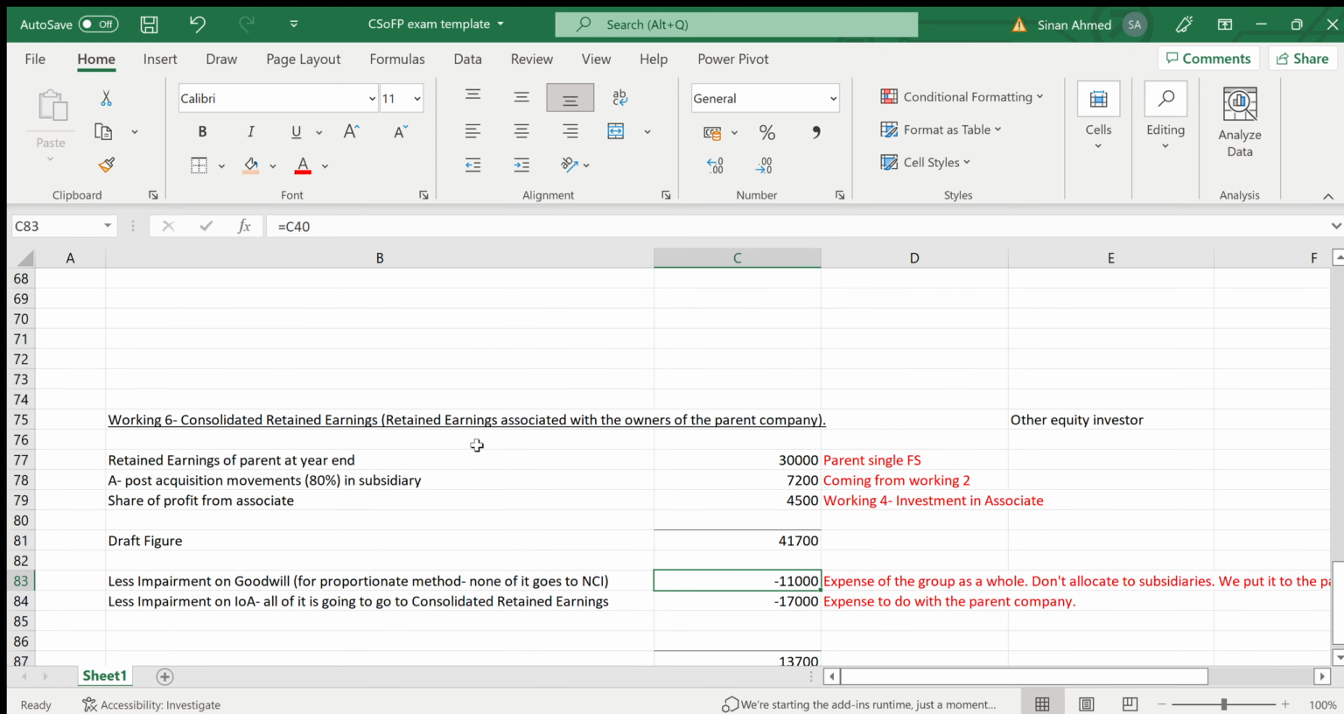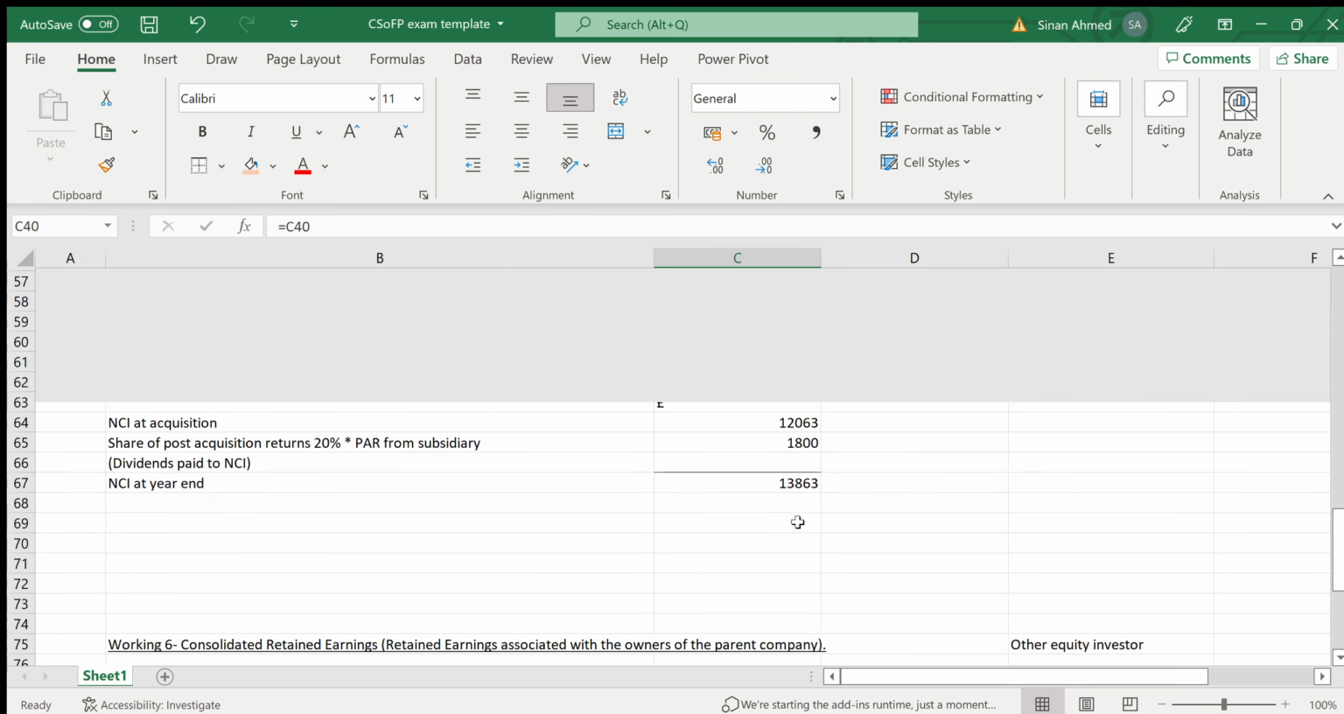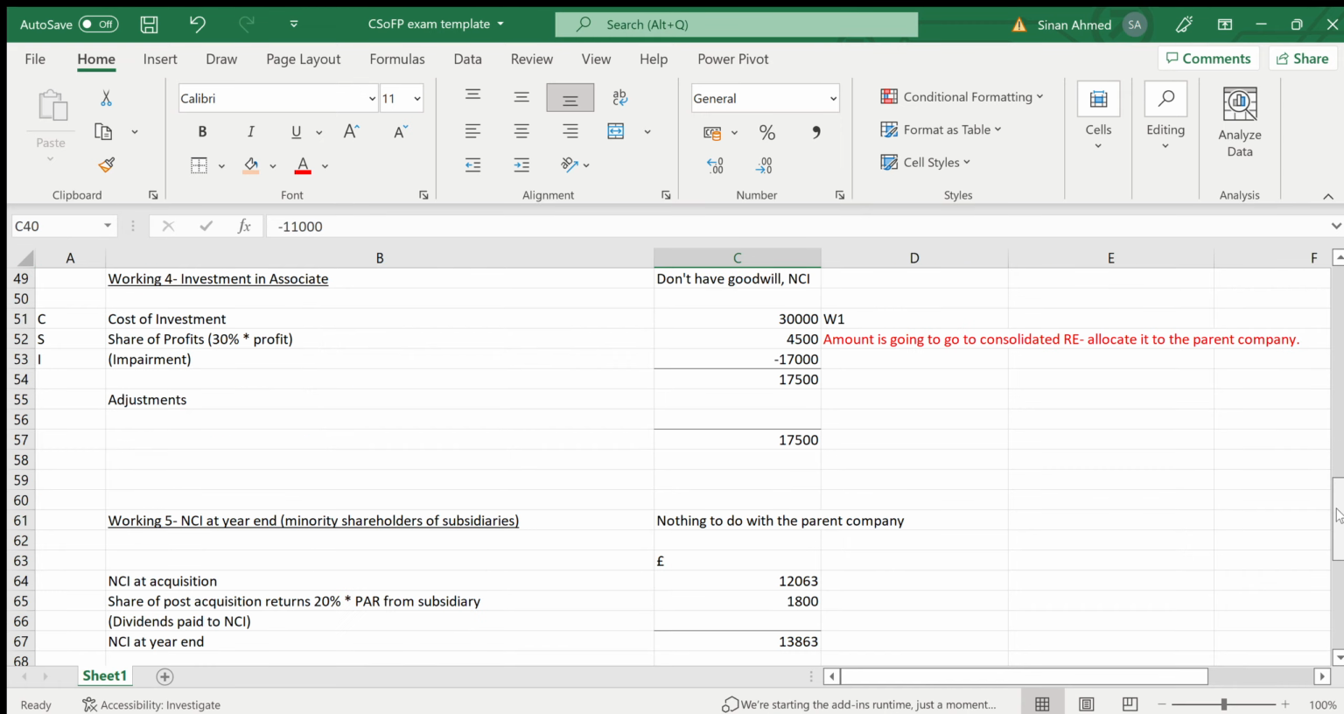Next we might have additional adjustments. You don't need this draft figure, by the way, I'm just doing it for presentation purposes. But you're probably going to have lots of adjustments because they love putting through adjustments. Nothing is ever straightforward. So you might have less impairment on goodwill. And I just want to point out, for the proportionate method, none of the loss is allocated to NCI. So the NCI isn't becoming poorer. Instead, the owners are becoming poorer. So all the £11,000, which came from working three, goes to retained earnings.